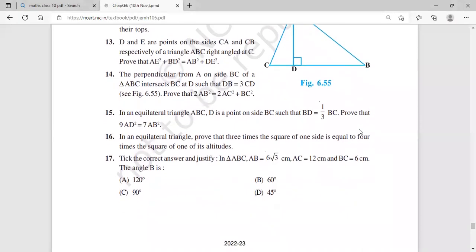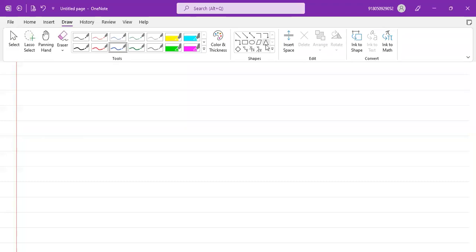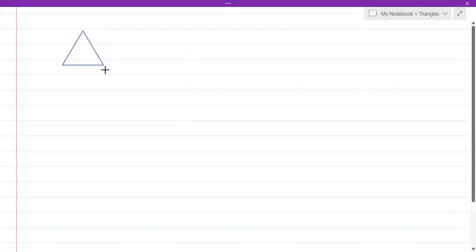Next question. In an equilateral triangle, prove that 3 times the square of one side is equal to 4 times the square of one of its altitudes. So again, we have an equilateral triangle in which we have to prove 3 times the square of one side is equal to 4 times the square of its altitude. So let's draw an equilateral triangle first, like this.